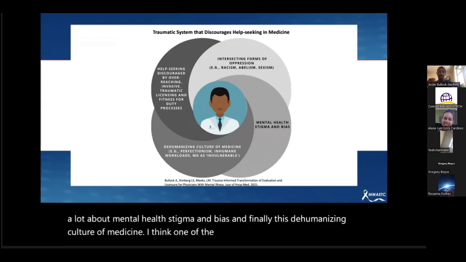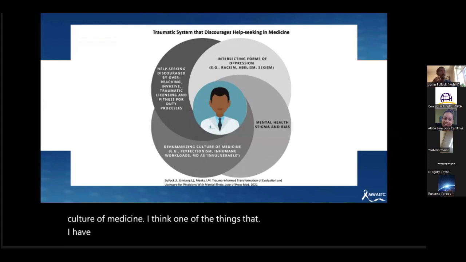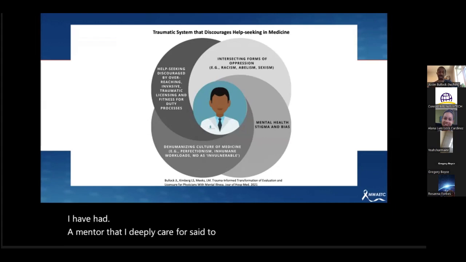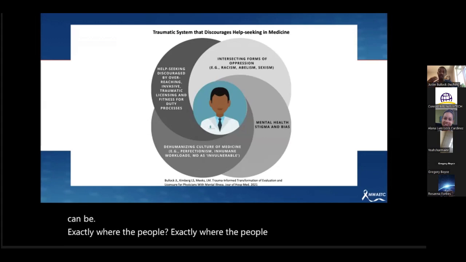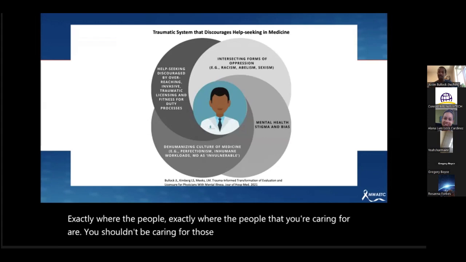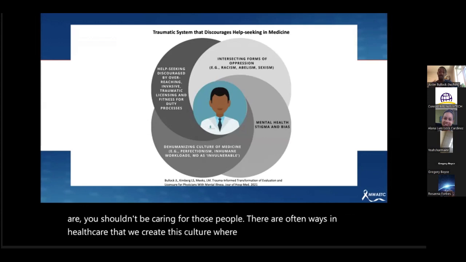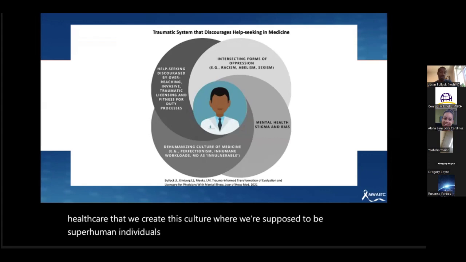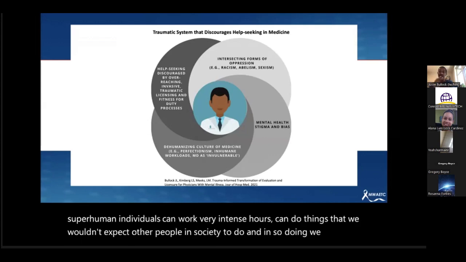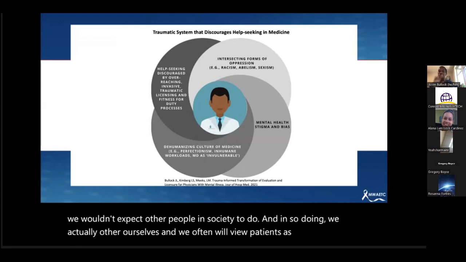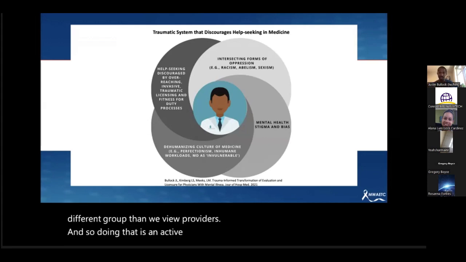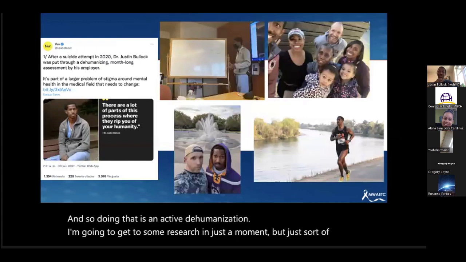A mentor that I deeply care for said to me, if you don't believe that you can be exactly where the people that you're caring for are, you shouldn't be caring for those people. There are often ways in healthcare that we create this culture where we're supposed to be superhuman individuals, who can work very intense hours, can do things that we wouldn't expect other people in society to do. And in so doing, we actually other ourselves, and we often view patients as a different group than we view providers. And in so doing, that is an act of dehumanization. I'm going to get to some research in just a moment, but I really wanted to open with this heavy story thread.